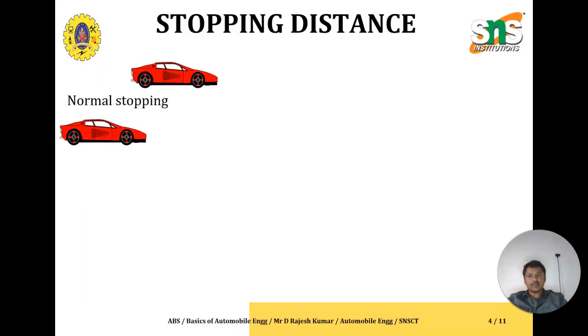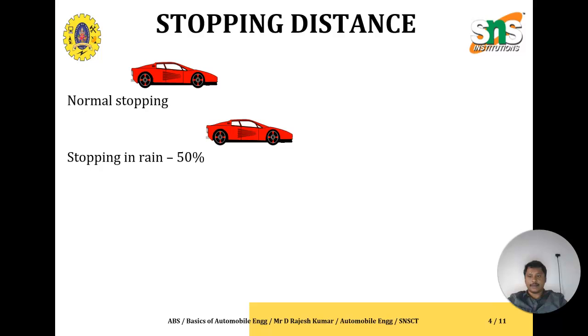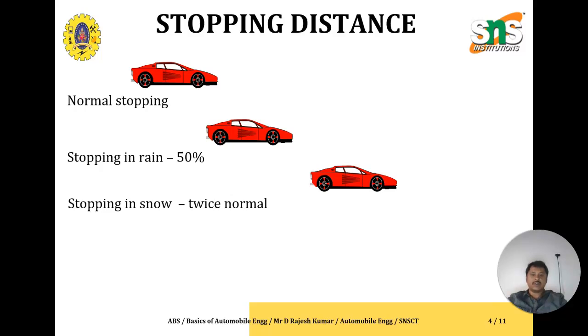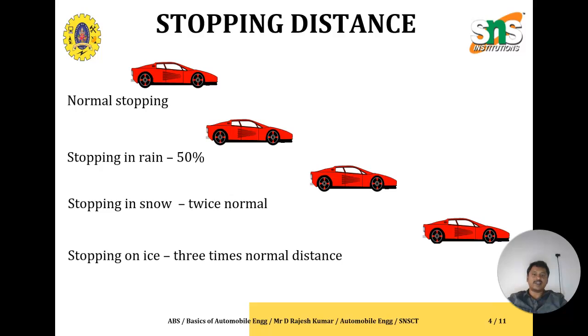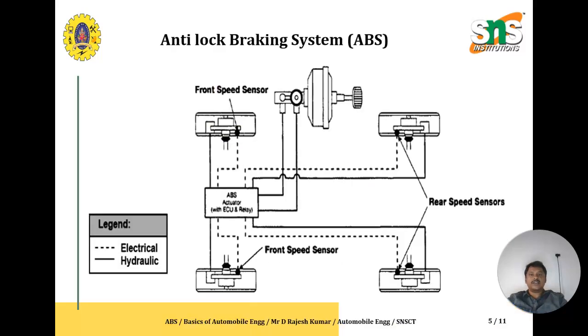So you can see the normal stopping distance, whereas the stopping distance in rain is 50 percent more, in snow it is twice the normal distance, and on an icy surface it is three times the normal distance. So this is why we use the ABS, that is the anti-lock braking system.